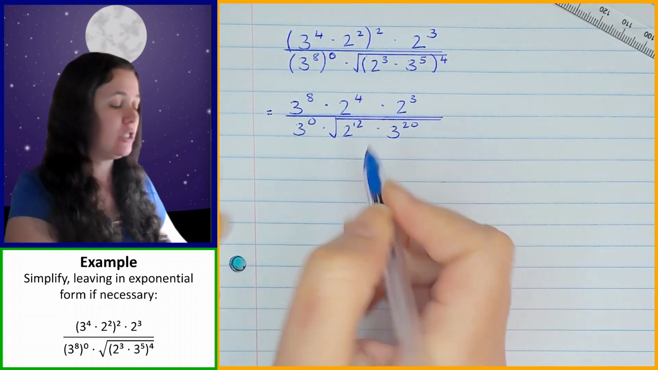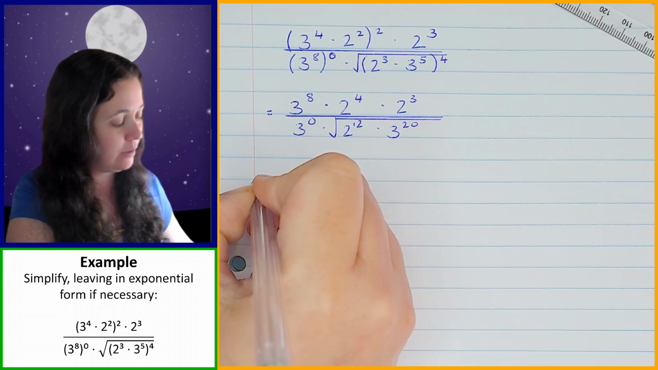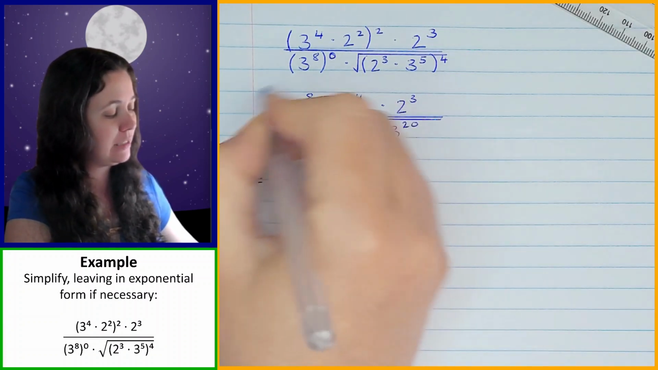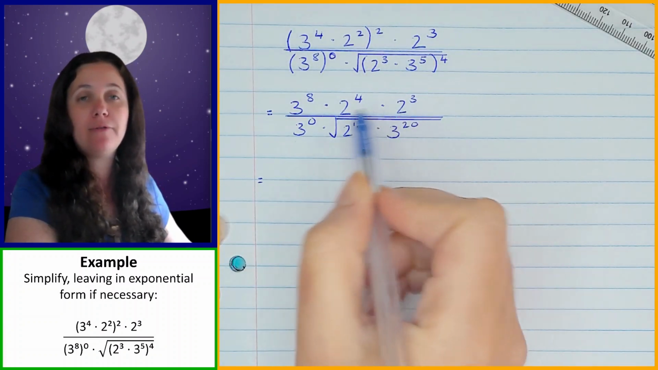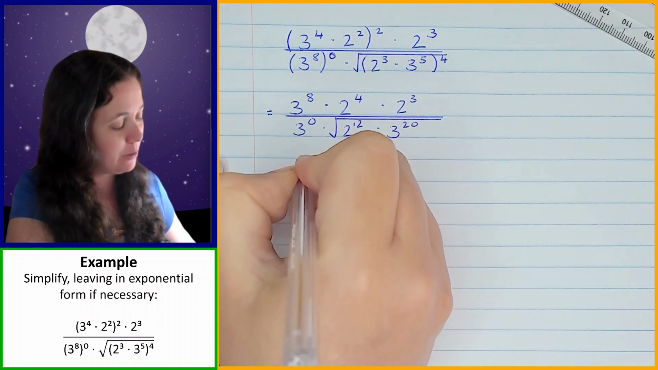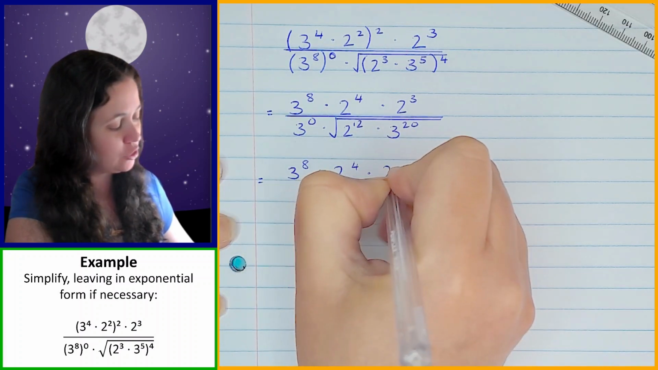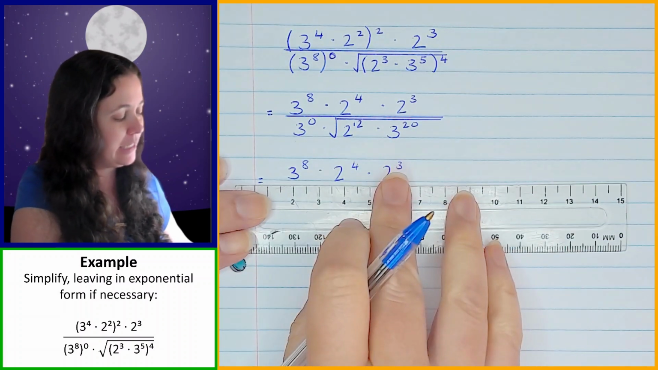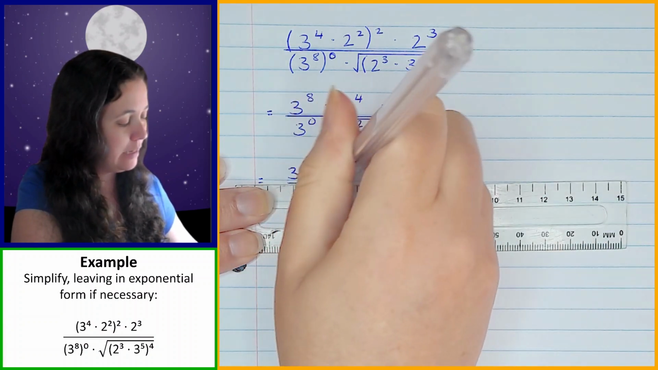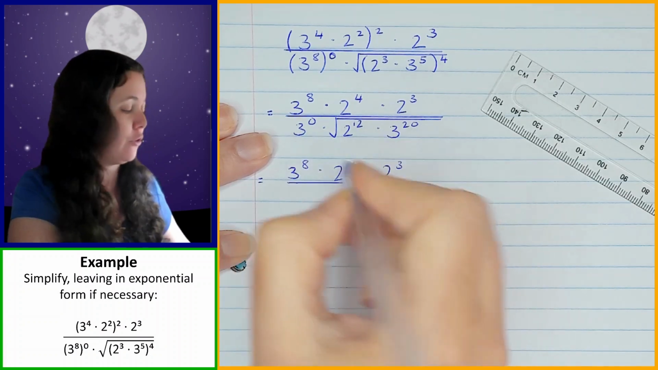Okay, now I'm going to sort out this square root and that power of 0 as well. Over here, I'm not going to do anything with those for now. I could simplify that if I want to, but I don't need to. I can do it all in one step later. So I've got 3 to the power of 8 times 2 to the power of 4 times 2 to the power of 3. That is all over... now over here, this 3 to the power of 0, remember, anything to the power of 0 is going to be 1.